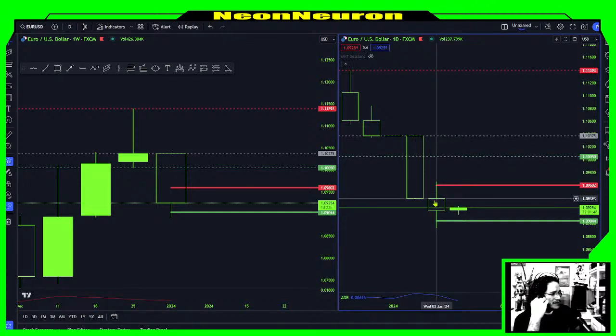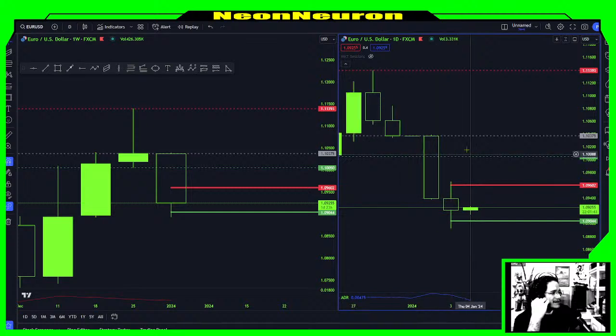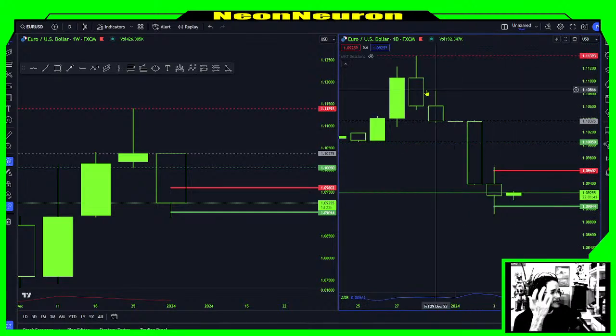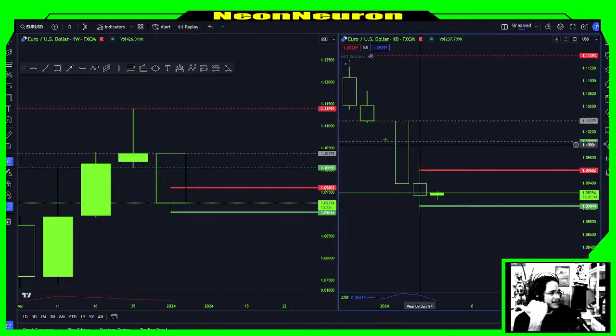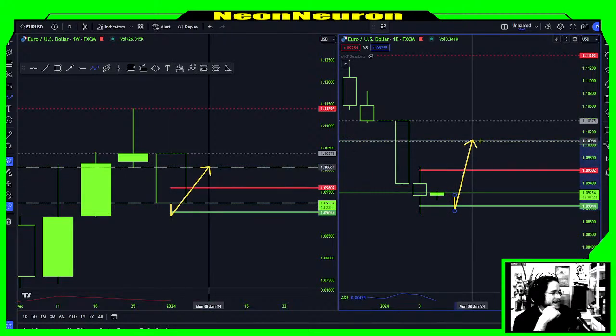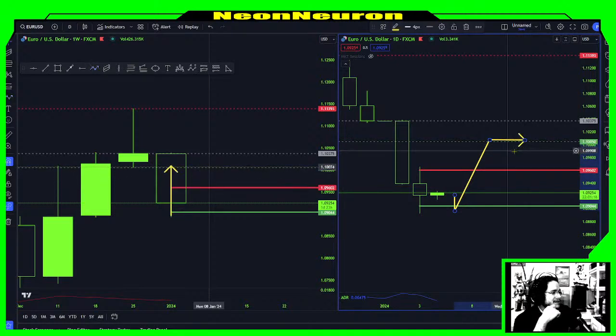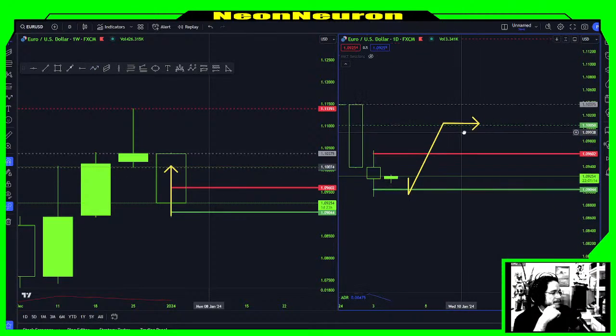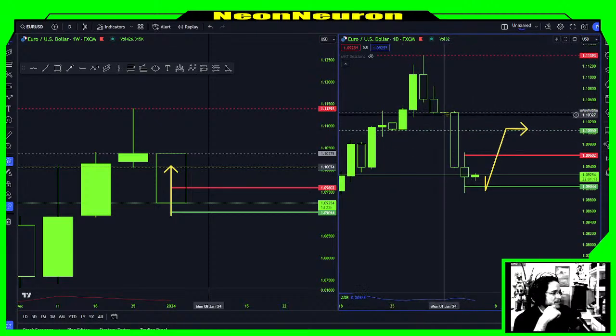And then we come to right here. So you can see now that we have broken the low of last week already. And chances are, or rather the probability is that we're going to have another bounce off of this, and then a bounce and a retest of last week's low, because that's where price broke through.